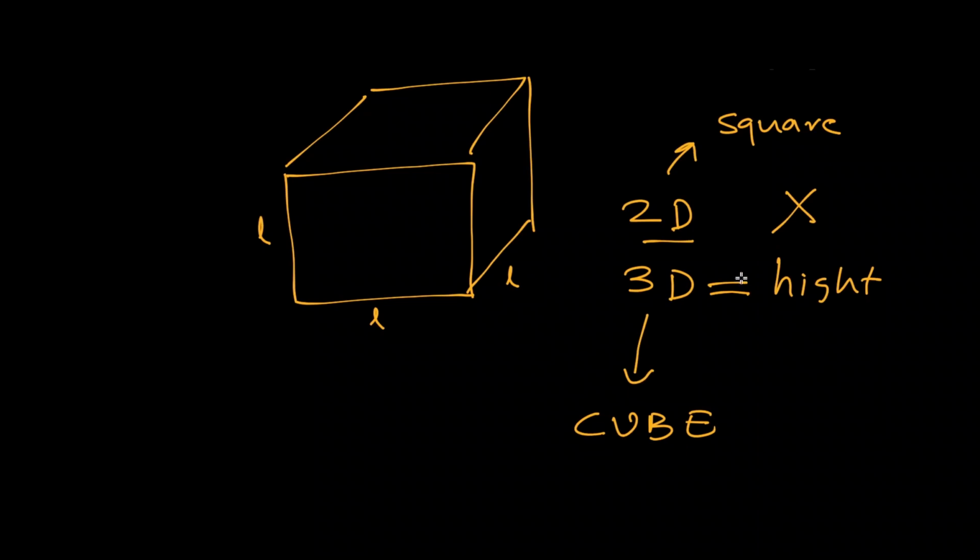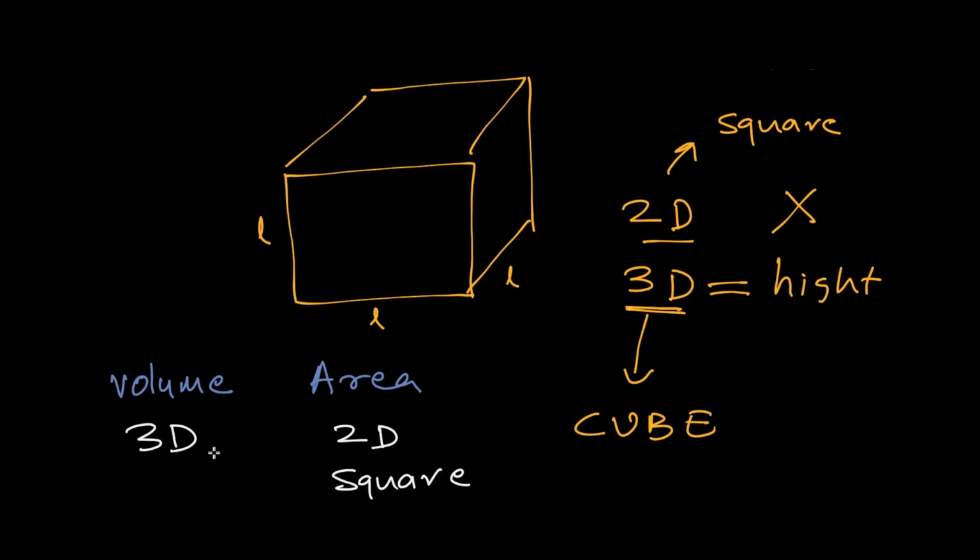Now we are going to find the volume. Volume can be found only for 3D shapes. We cannot find the volume for a 2D shape. In 2D, we call it the area, not the volume. But in 3D form, it is called the volume. So volume and area are connected. Why are they connected? Because the area is for a 2D shape and the volume is for a 3D shape. In 2D it is called the square, and in 3D form it is called the cube.